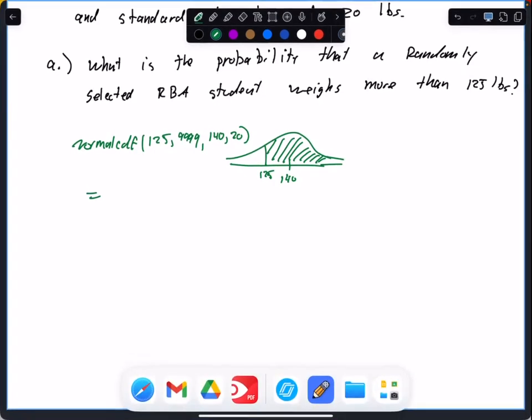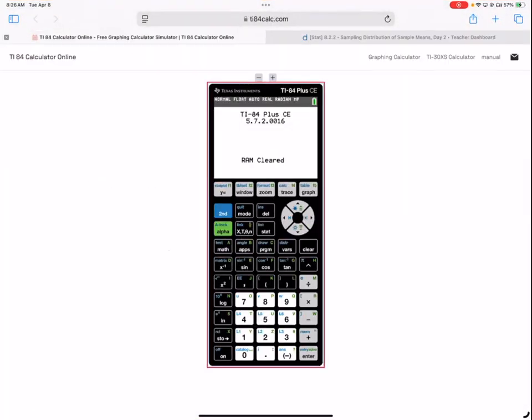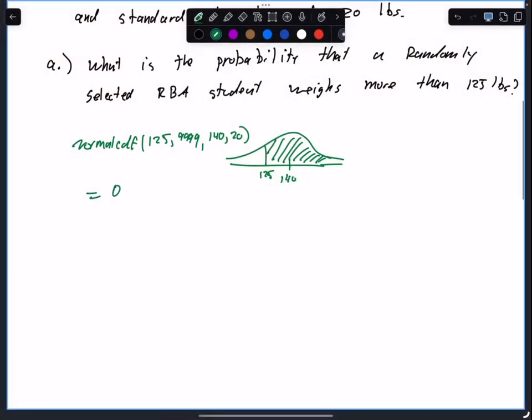All right, so I do that. I go to my calculator, and that's what I would do. Second, vars 2, 125, 9999, 140, 20 pounds, paste, enter, 0.773. There's about a 77% chance that if I randomly select a student, they're going to weigh 125 pounds or more, at least 125 pounds. Okay, which kind of makes sense. If the average student weighs 140 pounds, it seems pretty likely that I'm going to get a student that weighs at least 125.